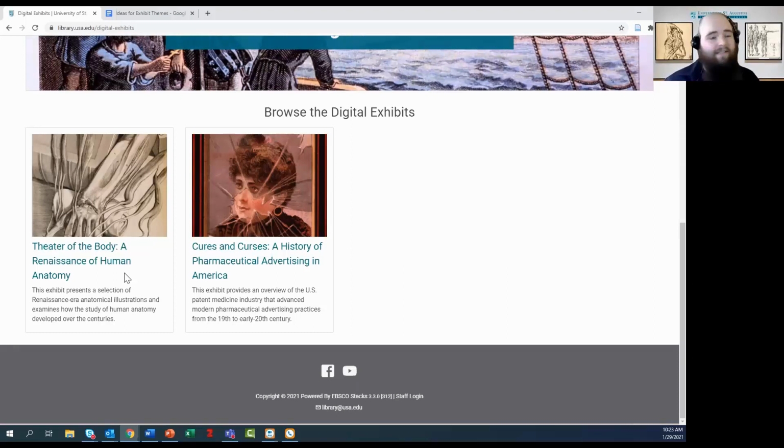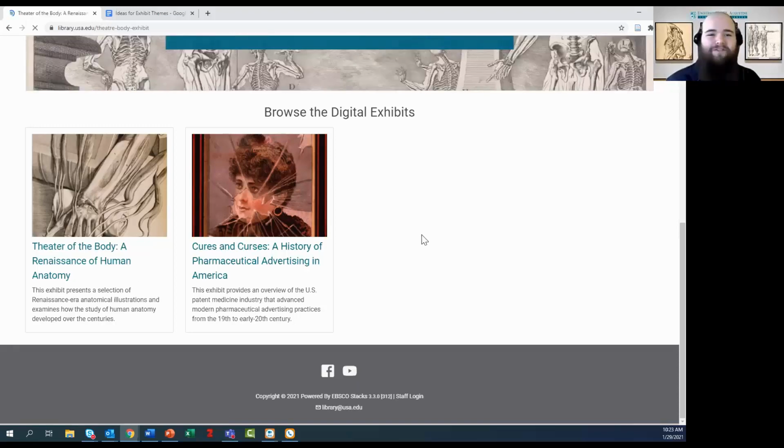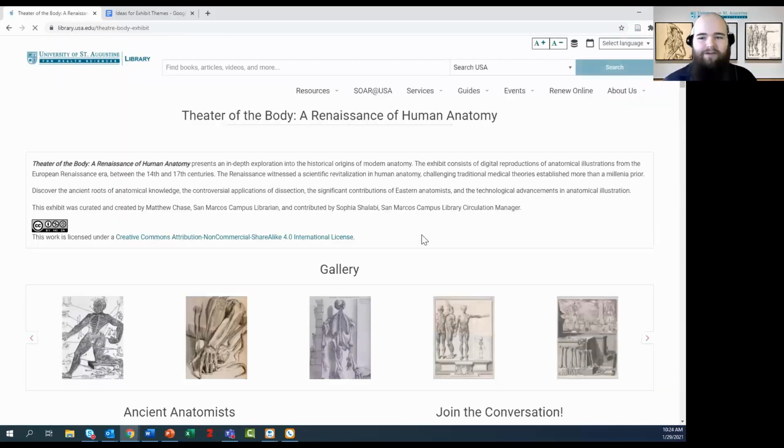It was the first one, actually. So it's our first venture into exhibits. The curator and creator was mainly me, and then also supported with Sophia, our circulation manager. So some of you may recognize her as well. Essentially this exhibit was an exploration regarding the history of modern human anatomy and how it developed across the centuries and the decades.